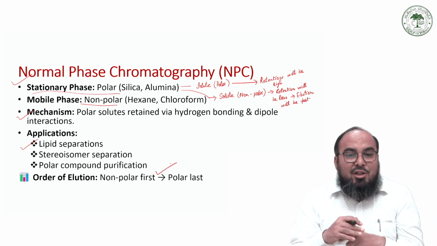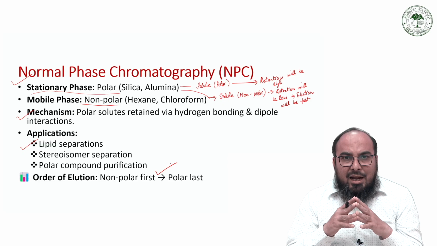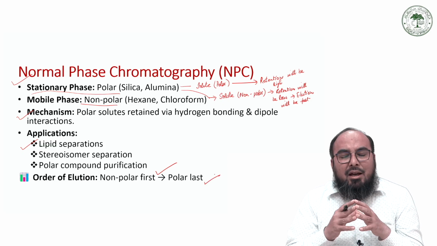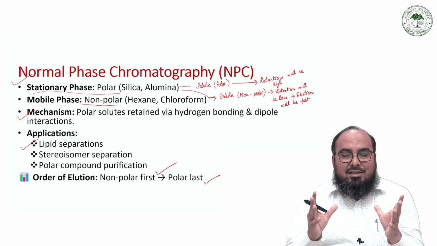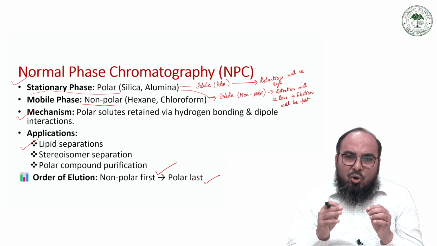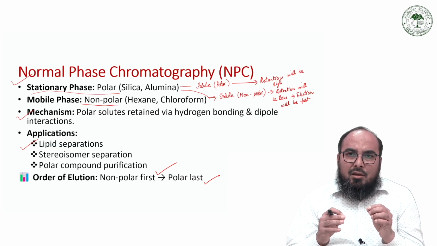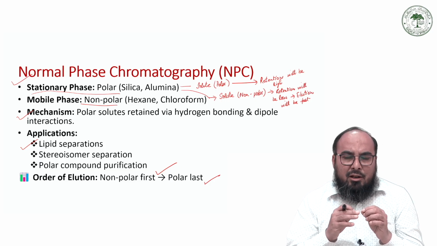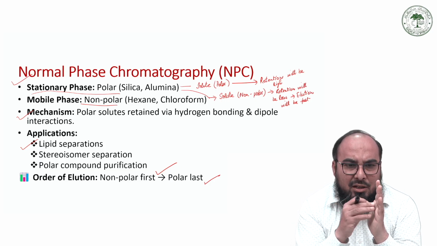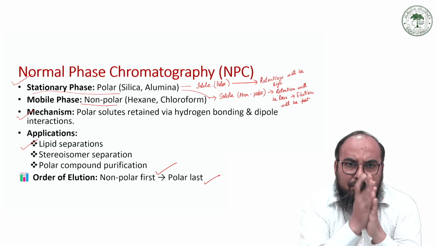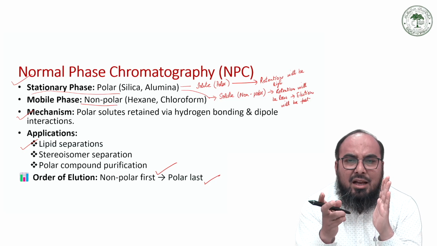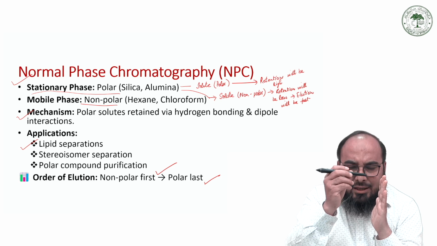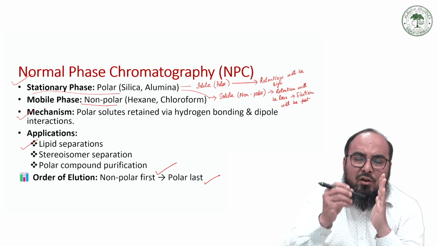That is, your non-polar analyte will elute fast, while the polar analyte will elute last. If the solute is non-polar and your stationary phase is polar, then the interaction between the polar stationary phase and the non-polar analyte will not be too much, and it will quickly go through the column, that is, elution will be quick.